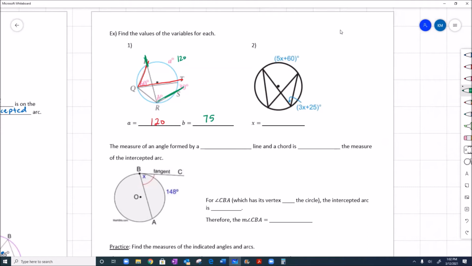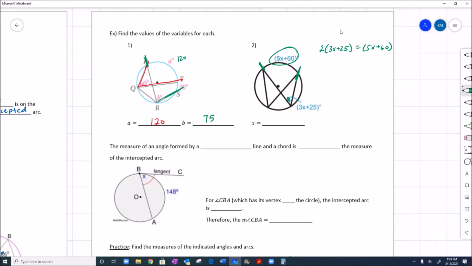Number 2 asks us to find x. It gives us this inscribed angle, not really gives it to us because it tells us 3x plus 25. And we see it intercepts this arc. Again, it doesn't give us a value, but it does give us 5x plus 60. Our relationship is we know that the inscribed angle is half of the arc it intercepts. So I can rewrite it and say twice the inscribed angle should equal the arc it intercepts.